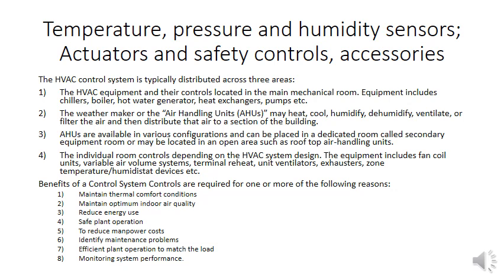So this type of controls is used, and some benefits are listed here: maintain thermal comfort conditions, maintain optimum indoor air quality, reduce energy use, and safe plant operation. If we have a distributed network of controls, the overall plant safety will be ensured. Whenever some hazards occur, the losses will be minimum. It will also reduce manpower cost, identify maintenance problems easily, give efficient plant operation to match the load, and allow monitoring of system performance. So these are some of the benefits and criteria so that the air handling units, mechanical units and individual room controls can be placed in that manner.